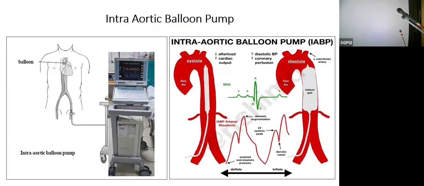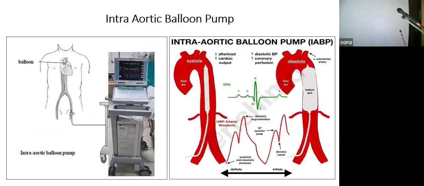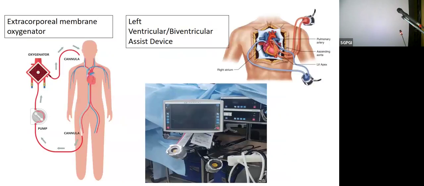The last three options are medical options. That includes diuretics, dialysis to reduce the load if creatinine is high, and inodilators if blood pressure permits. Inodilators, because we have to reduce the systemic vascular resistance. So this was a representative diagram of ECMO, and that is our ECMO BioVAD machine. This is a representative diagram of BioVAD.